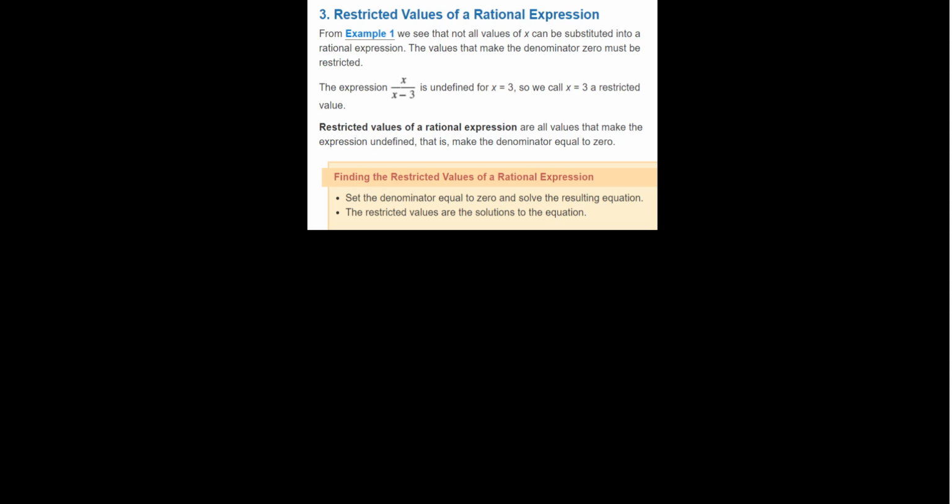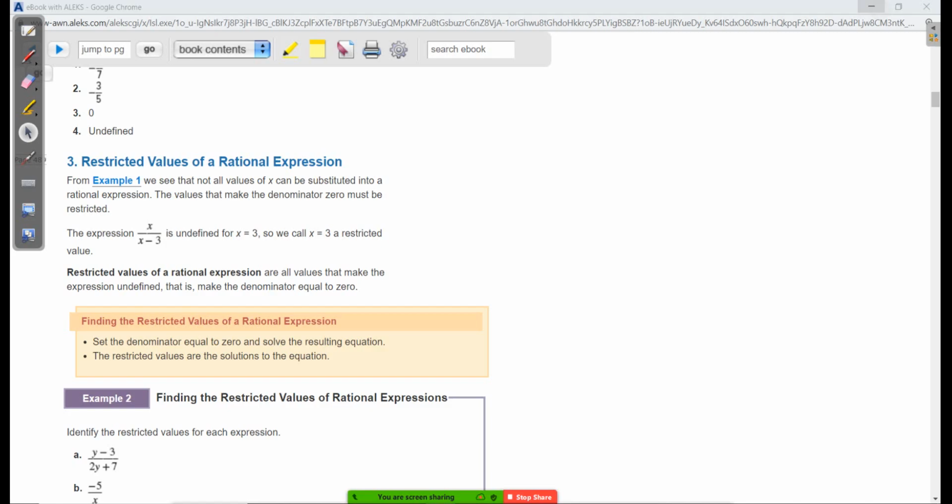So finding the restricted value, we're going to follow these two steps. We're going to set the denominator equal to 0 and solve the resulting equation. The restricted values are the solutions to the equation that you create. The equation that you make is just looking at the denominator. Let's look at an example to see what we're talking about here.